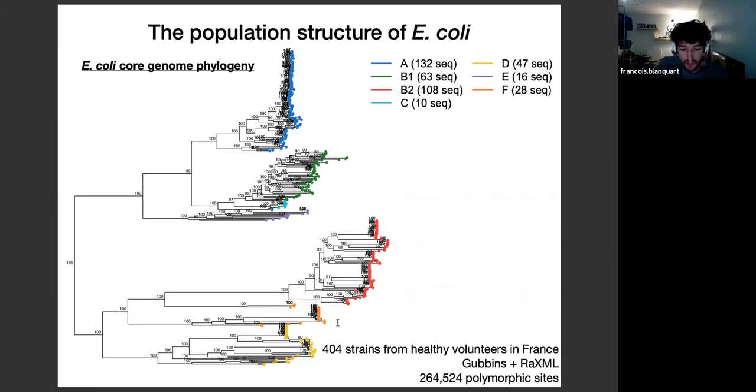And one complication with this kind of analysis is that E. coli has a very strong population structure. So this is the phylogeny of the core genome of E. coli, so all the genes that are found in most bacterial cells. And you can see here that this phylogeny is heavily structured into what are called phylogroups, with phylogroup A in blue, B1 in green, and B2 in red being the most abundant in those healthy volunteers. And this can complicate the analysis of the effects of individual genes because these genes are usually associated with phylogroups.